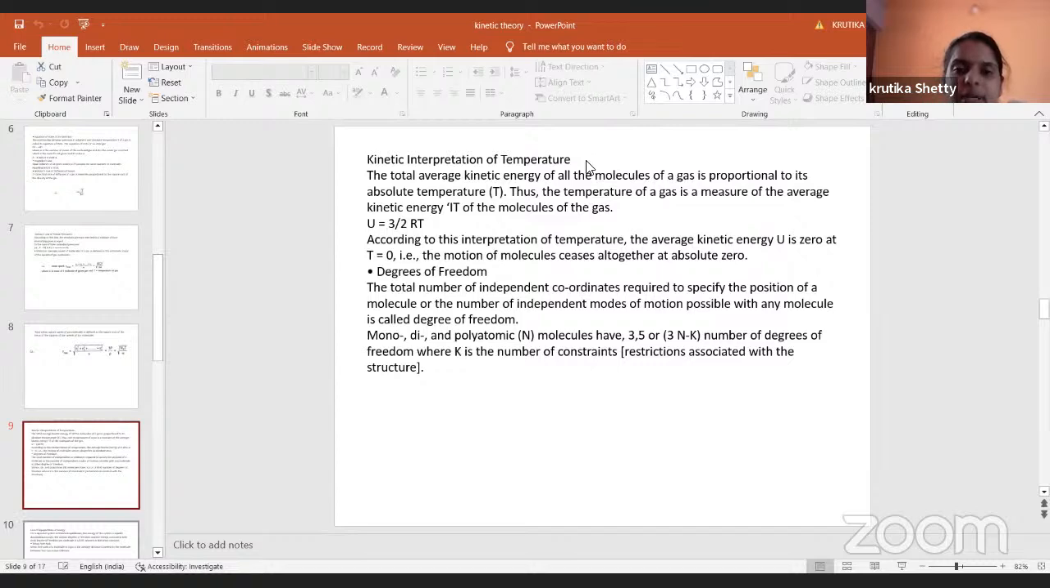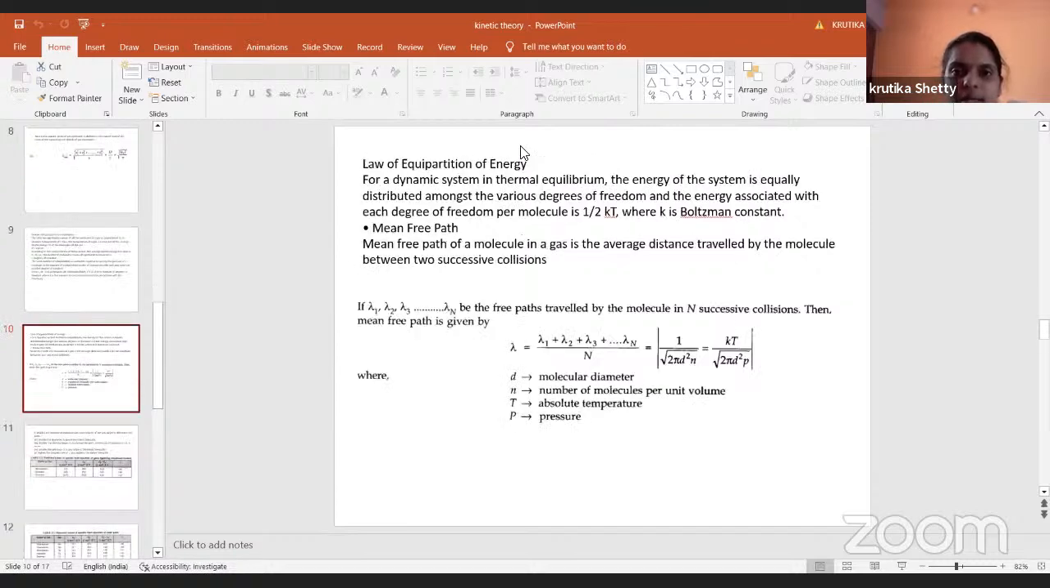Then we have the law of equipartition of energy. So what is this law? We just saw in degree of freedom that molecules move freely in all the possible independent directions. Whatever energy it carries is equal to 1/2 kB T per molecule, where kB is the Boltzmann constant and T is the temperature.